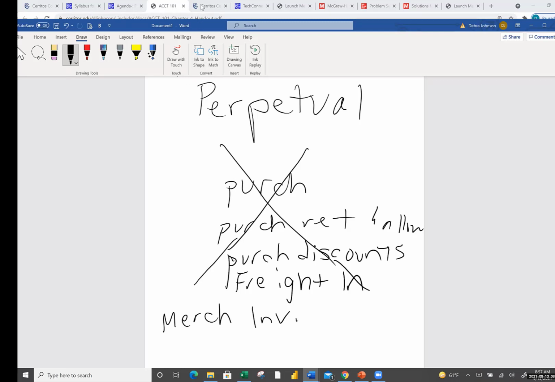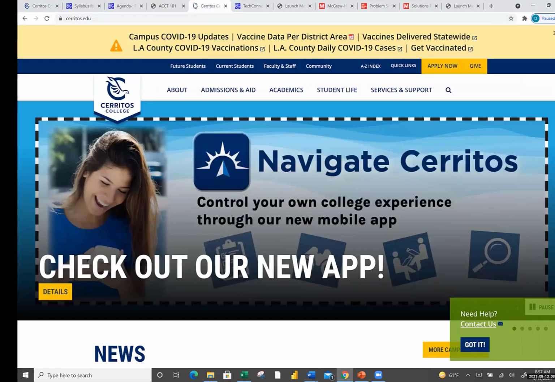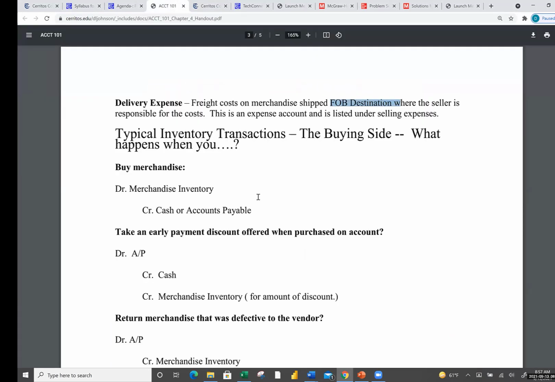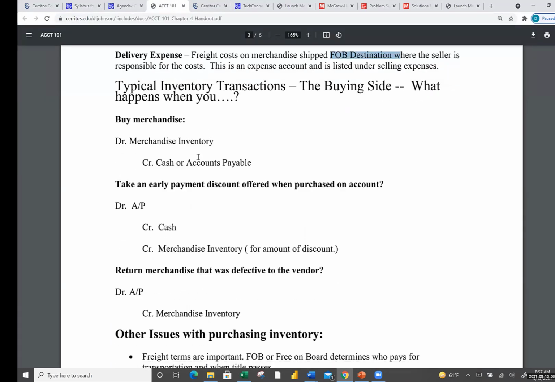Okay, let me go back to that handout and look at a couple. Oops, where did it go? So to buy merchandise inventory, again, I want you guys to picture yourselves in your favorite merchandiser. So for me, I'd be thinking of the 99-cent store.